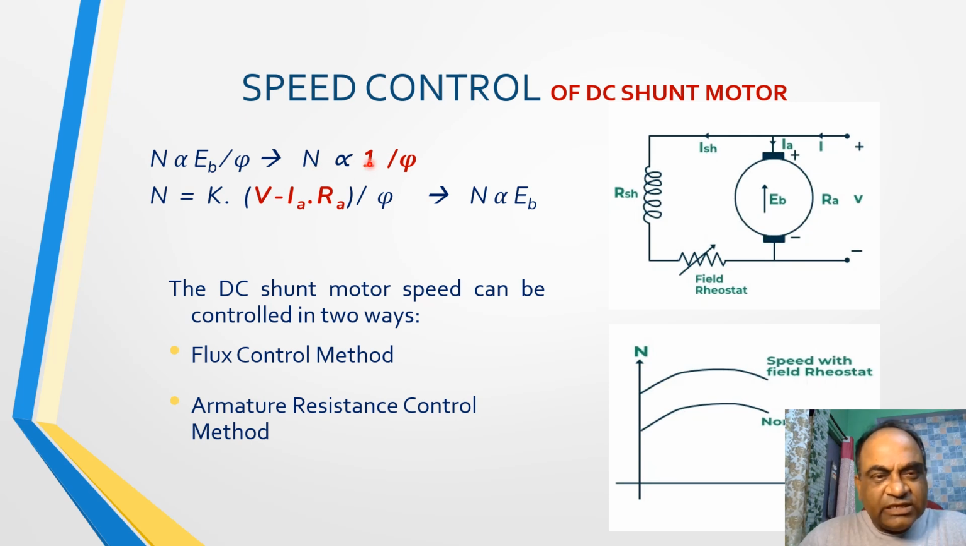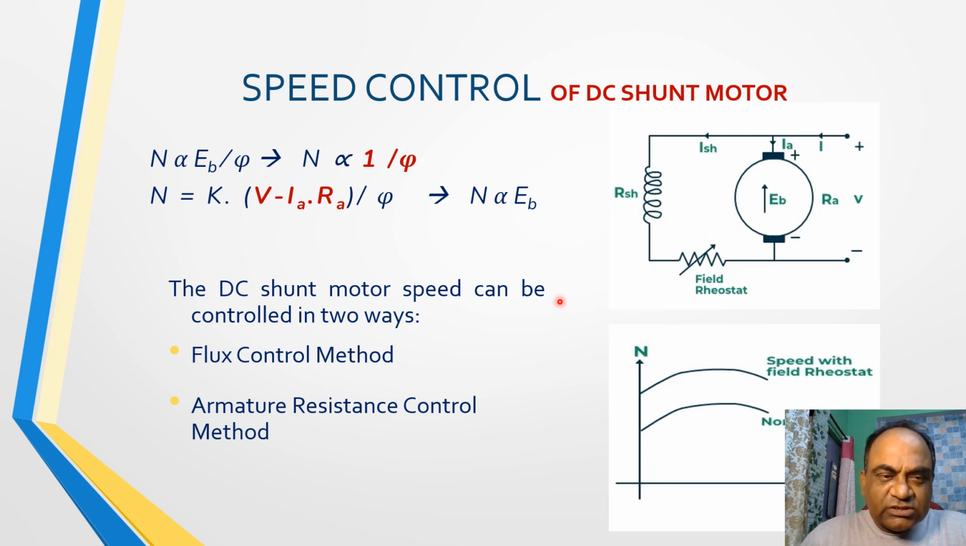So this will be the scheme of control of speed, and also N is equal to K multiplied by V minus IARA, that is EB upon phi. So EB has been replaced by V minus IARA and divided by phi. So this implies that N is directly proportional to EB. So if EB increases somehow, the speed will increase, and if EB decreases, the speed will decrease. So that could also be the scheme of speed control of the DC shunt motor.